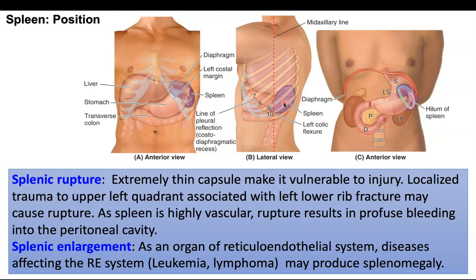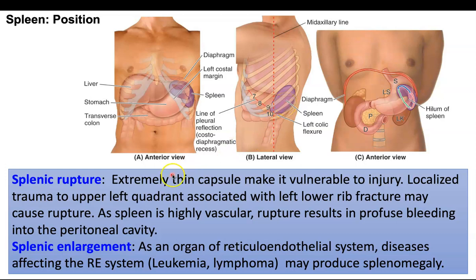Now, because the spleen is covered by a thin capsule, any injury on this area of the anterolateral abdominal wall on the left side around the 9th and 10th rib, or a fracture of the 9th and 10th rib, can cause the rupture of the spleen. And as the spleen is a highly vascular organ, it can cause serious bleeding.